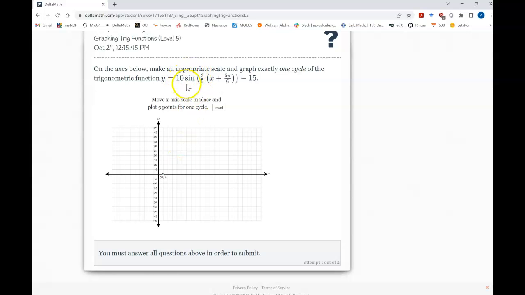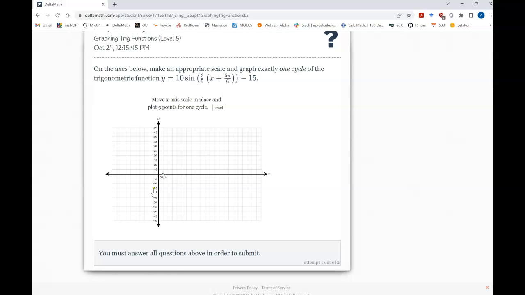So this is a sine function. The first point on a sine function that I want to graph is going to be the midline point. That occurs at h comma k. So negative 5 pi over 6, comma negative 15. So I'm going to go 1 unit left, and then 3 units down. So far, so good. That's the hardest piece. Once you have your first point, it's easy from there.